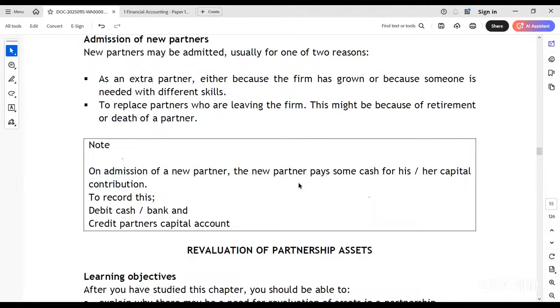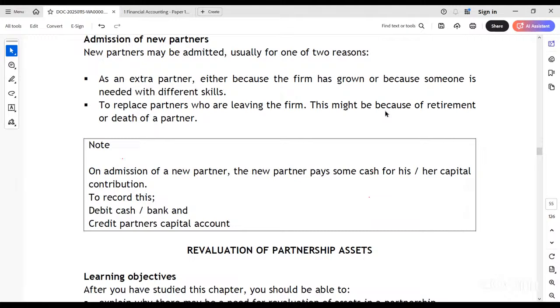Admission of new partners. Now, what if we are admitting a new partner? What happens on admission of a new partner? Of course, there are different reasons as to why we may admit a new partner. Sometimes you find that we need an extra partner, either because the firm has grown or because someone is needed with different skills.